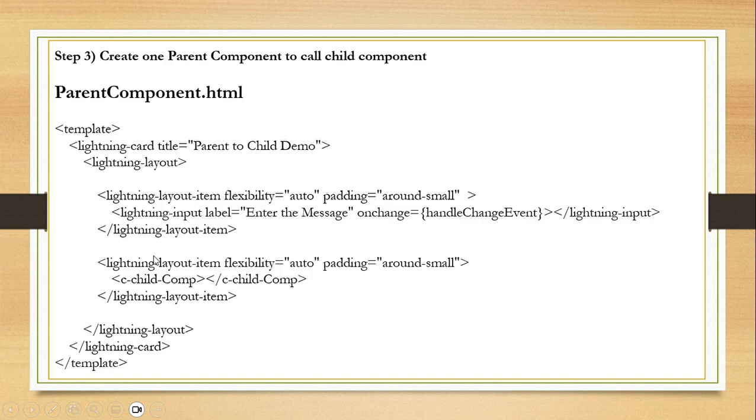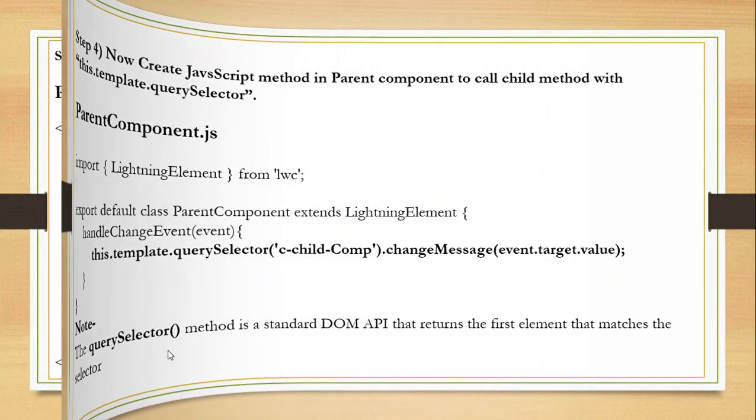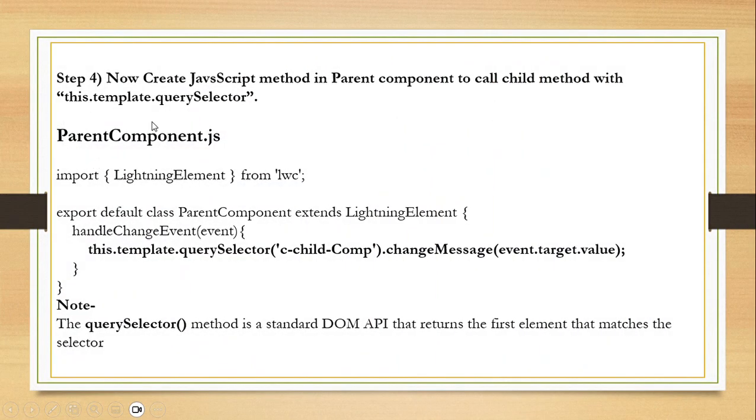In the lightning layout item, it will input level. After that it will call the child component, see child component. After that the template will be image, and in the parent component.js import LightningElement from LWC. Export default class ParentComponent extends LightningElement. Then in the handle change event, call the child component: this.template.querySelector('c-child-component').changeMessage(event.target.value).